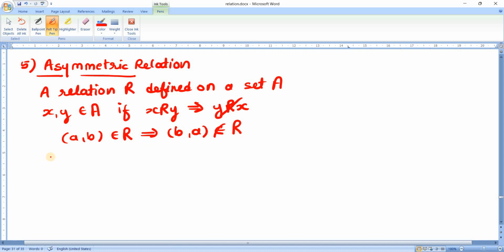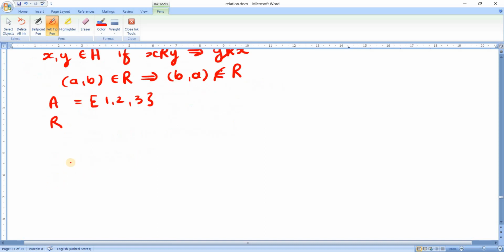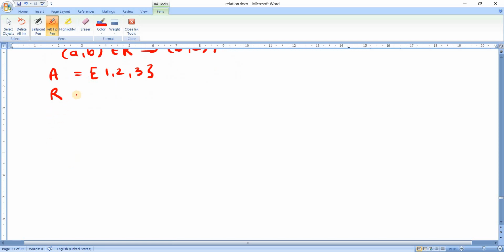Let's see this with an example. Let's say there is a set A with the elements 1, 2, and 3, and there is a relation R defined on this set. Let's say R has the ordered pairs (1, 2), (2, 3), and (3, 1). Let's see whether this is asymmetric or not.